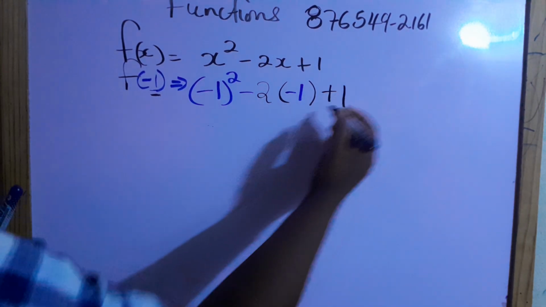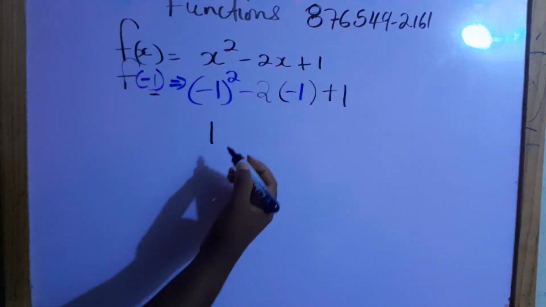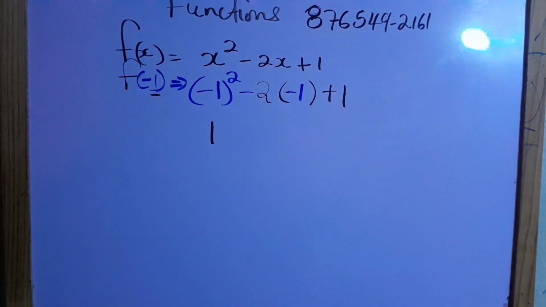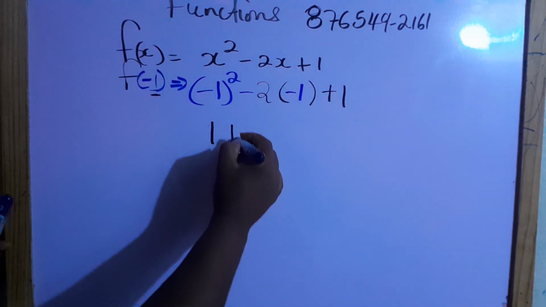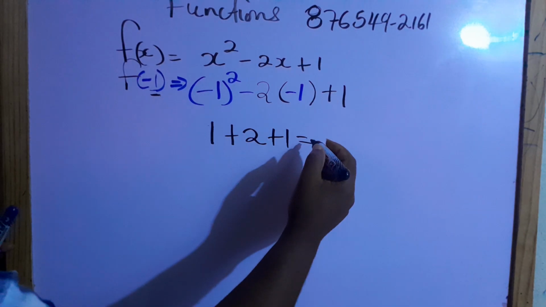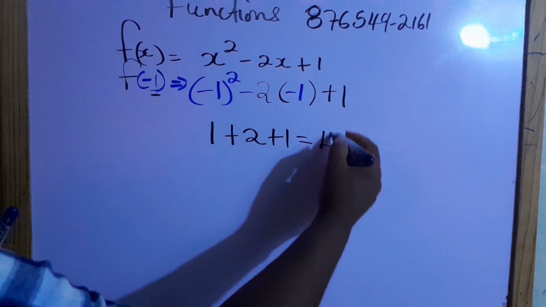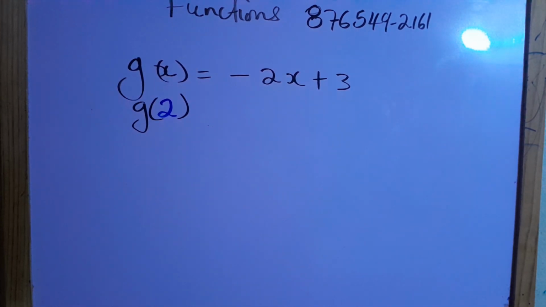So let's go. So negative 1 times negative 1 is positive 1. Remember, once a number is squared, it must be positive, the product. Negative 2 times negative 1 gives us positive 2, and then we have plus 1. So 1 plus 2, that's 3, plus 1, 4. So this normally comes in the multiple choice or on paper 2 as well. Let's move on. Alright, so this one says negative 2x plus 3, and we're asked to find g of 2.